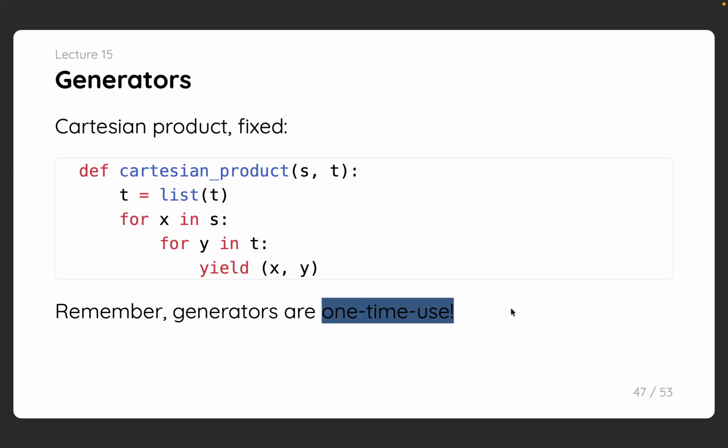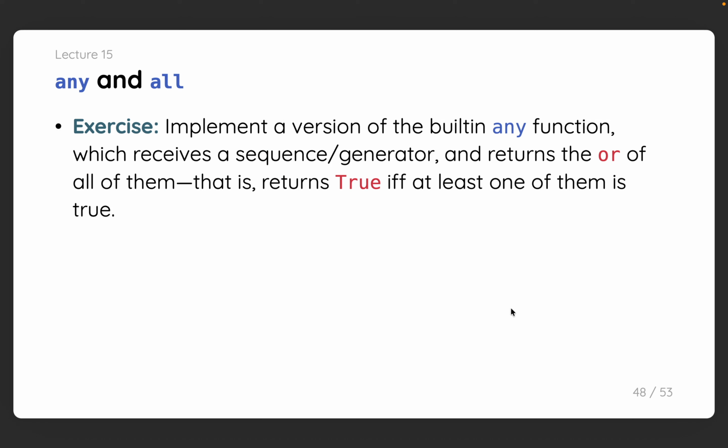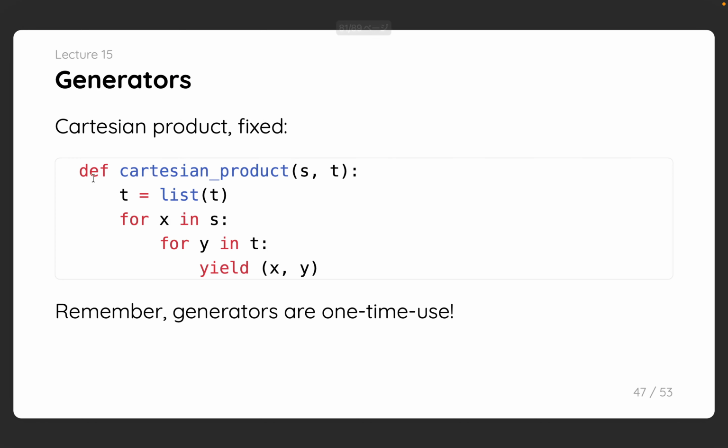So again, remember that generators are always one-time use. Okay. So here we wrapped P inside a list.